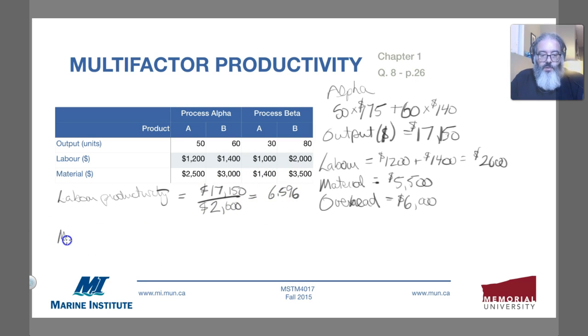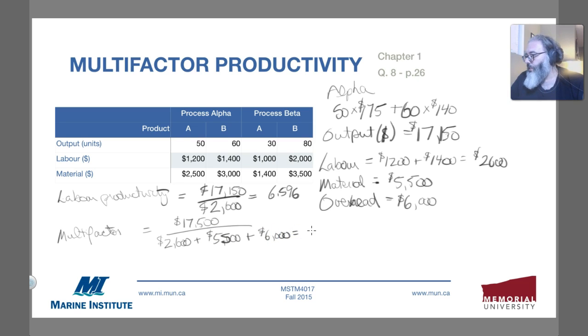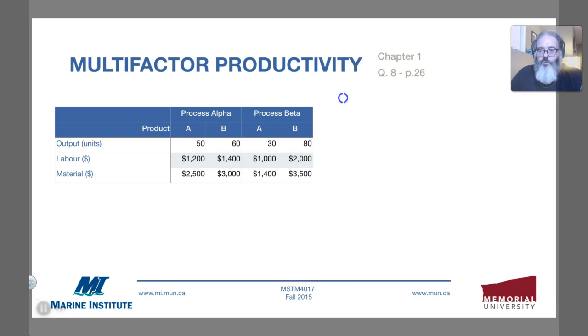So then we'll work out the multi-factor productivity, and that's just going to be our 17,150 divided by the sum of all of our costs. So our labor is going to be 2,600, materials is 5,500, and our overhead is 6,000. And that's going to give us 1.216.